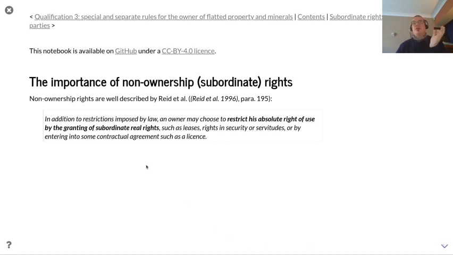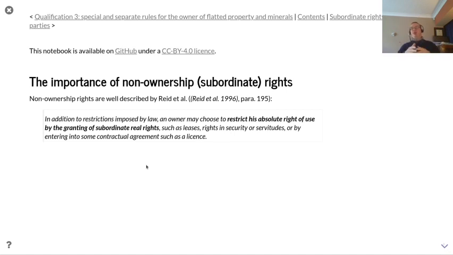Okay, non-ownership rights are well described by Reed et al. in their 1996 book, which you'd all be very familiar with now. So, in addition to restrictions imposed by law, an owner may choose to restrict his absolute right of use by the granting of subordinate real rights, such as leases, rights and security, or servitudes, or by entering into some contractual agreement, such as a license.